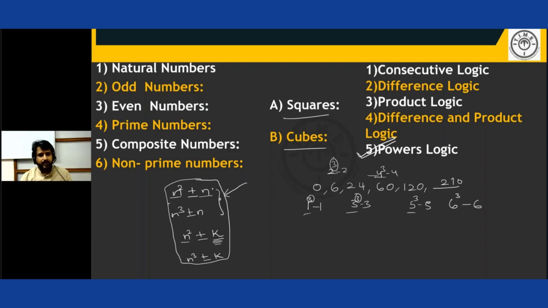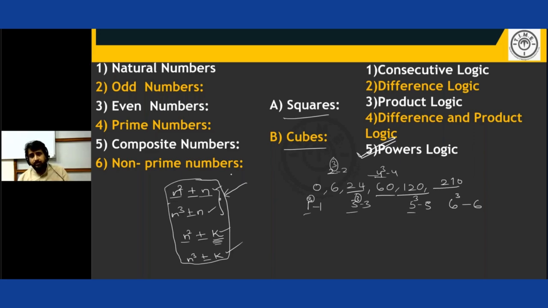Then here come the n square plus or minus n, n cube plus or minus n, n square plus or minus k, n cube plus or minus k logics. Easily you can recognize the numbers. When you see 24, you should recognize that it is closest to 5 square and closest to 3 cube. When you see 60, you should recognize that it is closest to 8 square and closest to 4 cube. When you see 120, you should recognize that it is closest to 11 square and closest to 5 cube. If you can recognize the numbers in this way, then identification of logics will be very, very easy.